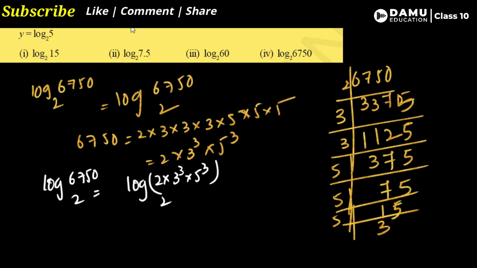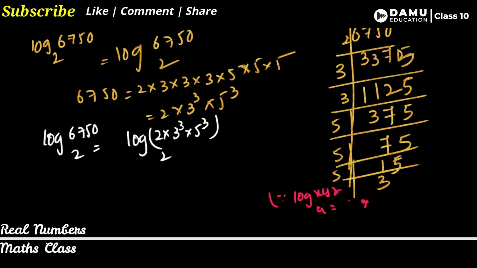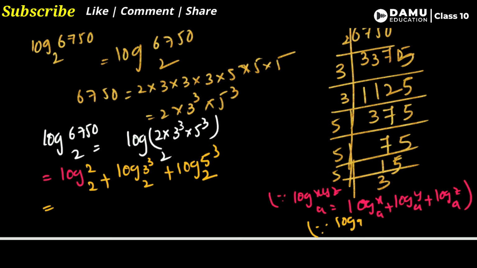So what is the formula you can use here? The formula is log xyz, as I told, log xyz base a will be equal to log x base a plus log y base a plus log z base a. So how many products can we extend like that? We can extend like log 2 base 2 plus log 3 cube base 2 plus log 5 cube base 2. So log a base a, what is that? Log a base a will be equal to 1.